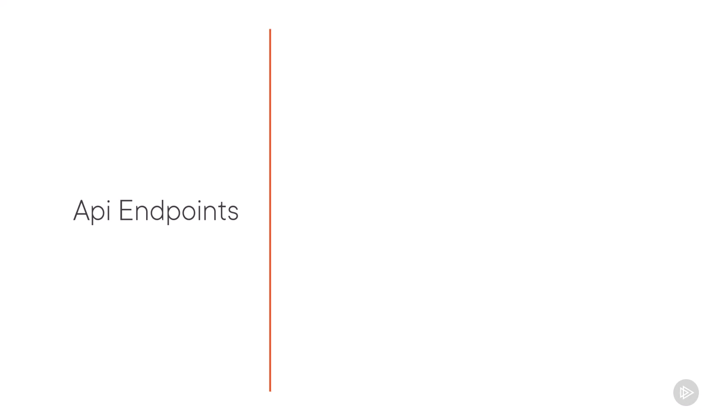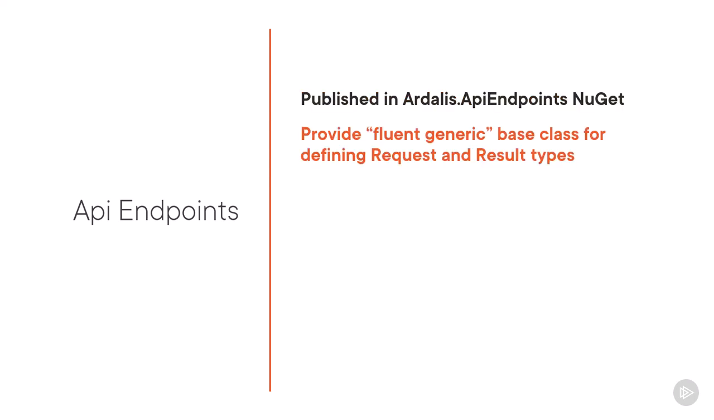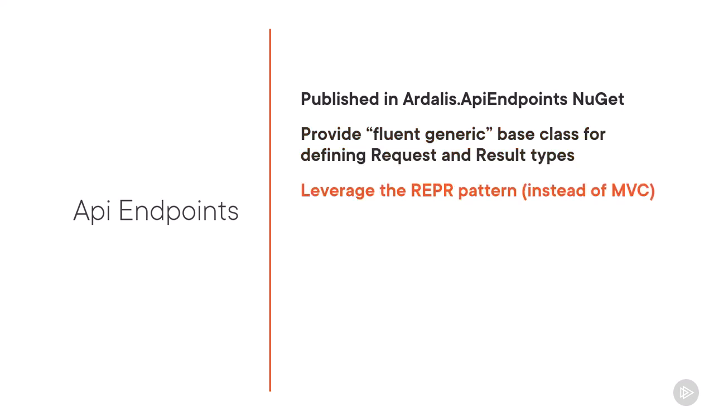The Ardalis API Endpoints NuGet package provides base classes and other helpers to achieve this. The Fluent Generic style base class lets you determine any combination of request and result types. The package introduces the REPR pattern and promotes its use for APIs over the much older MVC, or Model View Controller pattern. REPR stands for Request, Endpoint, Result, or you might hear me sometimes say response.